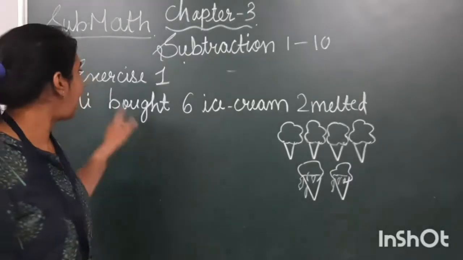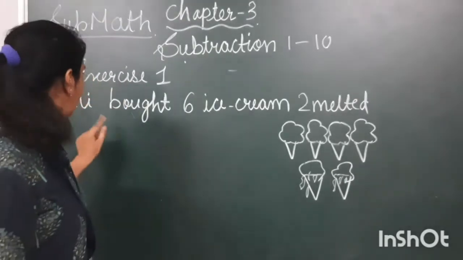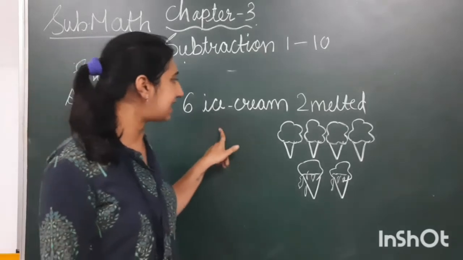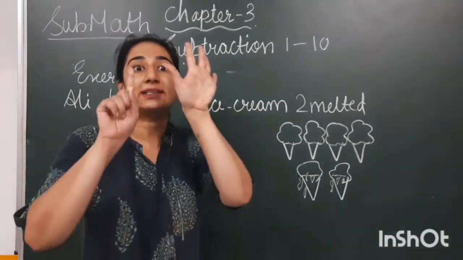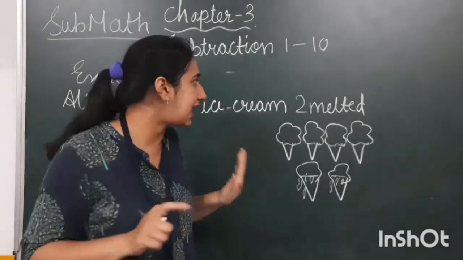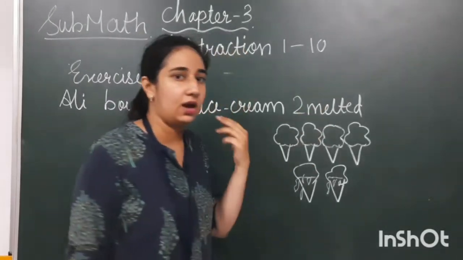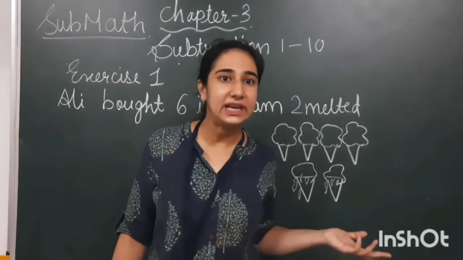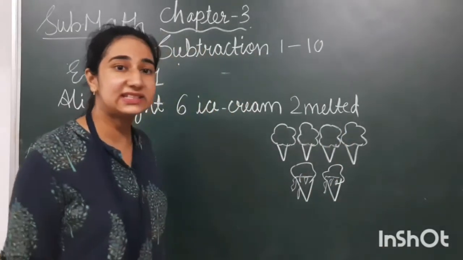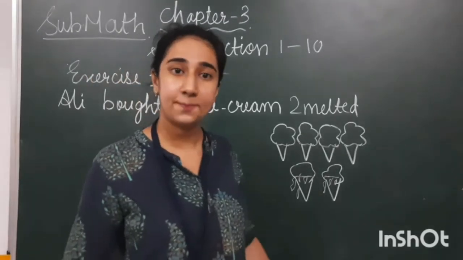Let's do now exercise 1. Ali bought 6 ice creams. How many ice creams did Ali bring? 6. Ali brought 6 ice creams. 2 melted. Among those 6 ice creams, 2 ice creams were melted. Now how many ice creams are left with Ali?